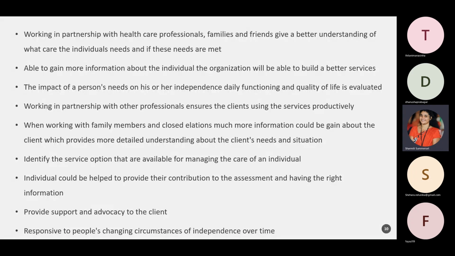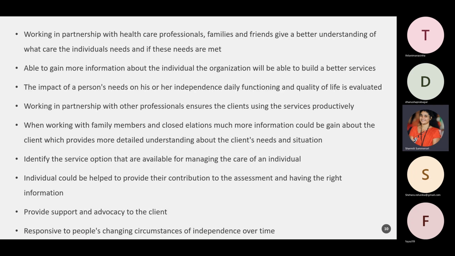When working with family members and close relations, much more information could be gained about the client, which provides a more detailed understanding of the client's needs and situation. It also helps identify the service options that are available for managing the care of an individual. Through this collaborative work, the individual can identify the different resources and care services available for his problem. The other healthcare professionals also identify possible solutions, and they can refer or suggest them to the patient.